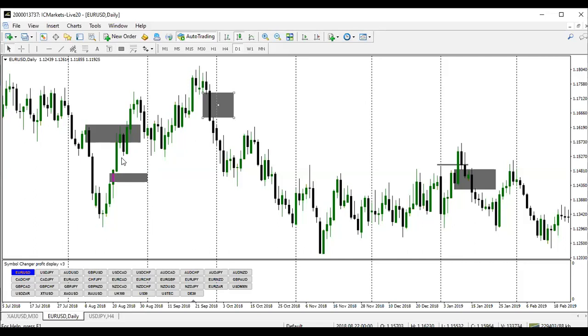Now, how do we bring it together? How do we trade fair value gap? This is how I trade fair value gap. Anytime I want to trade fair value gap, I don't just trade it anyhow. I always trade it with a breaker block, and this is how you can use a breaker block.